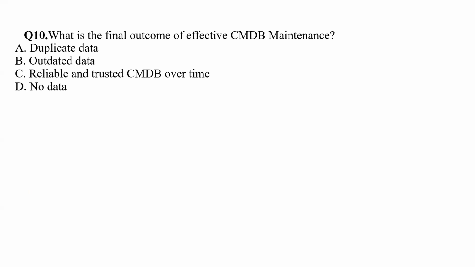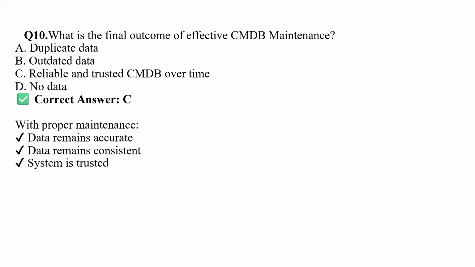10th one. What is the final outcome of effective CMDB maintenance? Option A, duplicate data. Option B, outdated data. Option C, reliable and trusted CMDB over time. Option D, no data. The correct answer is option C, reliable and trusted CMDB over time. So with proper maintenance, data remains accurate, consistent, trusted and reliable.